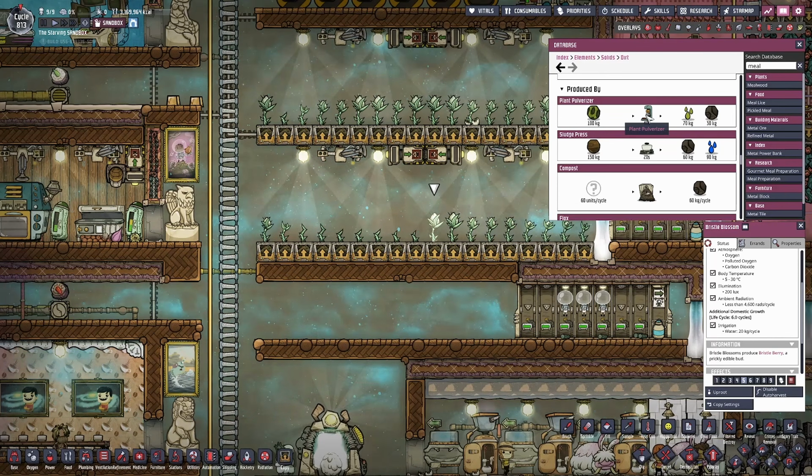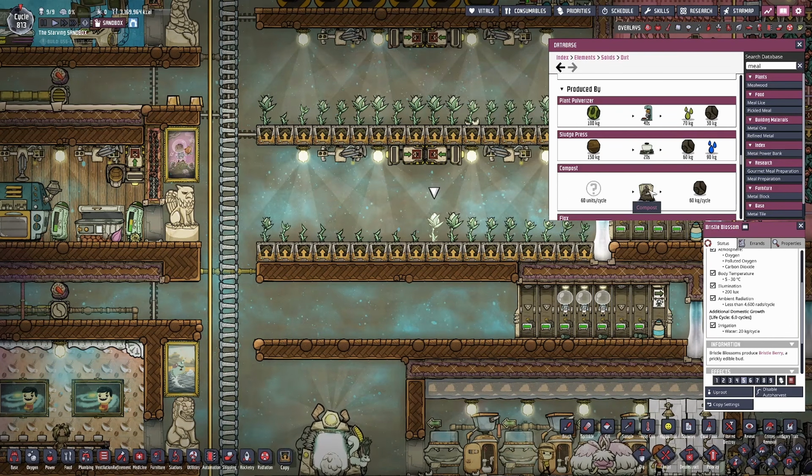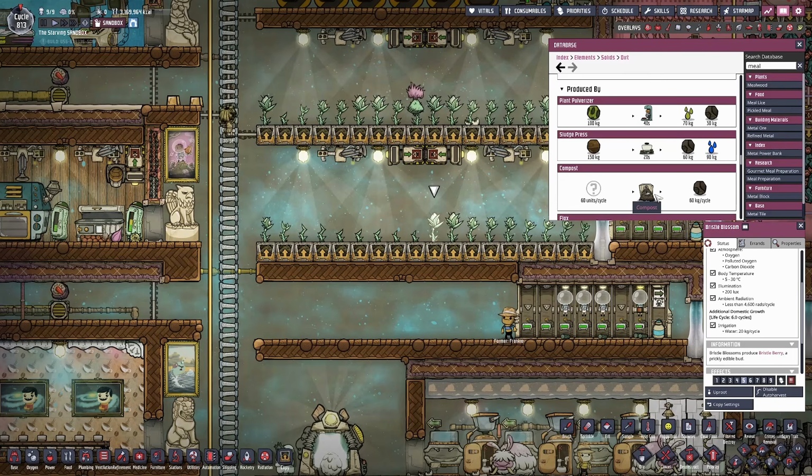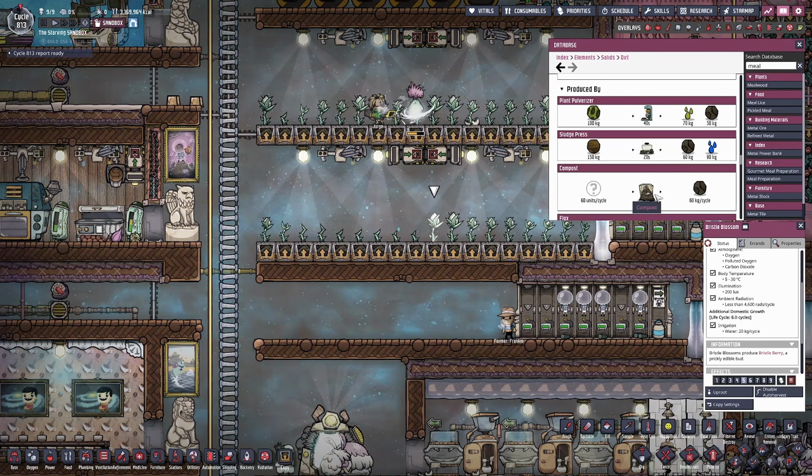And of course, there are things like the plant pulverizer, the sludge press, and the compost that will produce dirt for you. But these all require an extra step or an extra ingredient, and that's what we're trying to avoid altogether. That's not to say that you can't use these techniques, but in my opinion, the simplest form of fully sustainable food production is going to be the bristleberry.